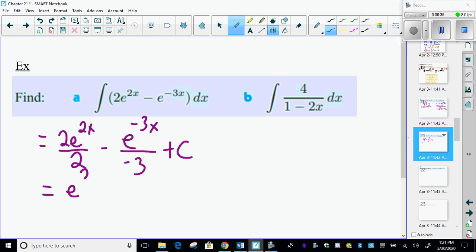That's e to the 2x plus 1/3 e to the negative 3x. If you wanted to put e to the positive 3x in the bottom, that works perfectly fine as well. Totally your choice. Plus c.